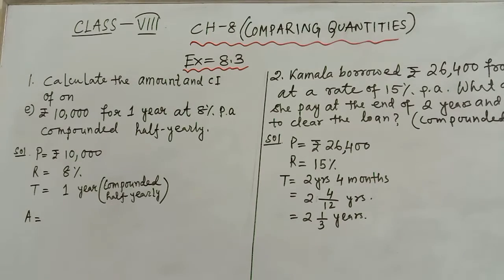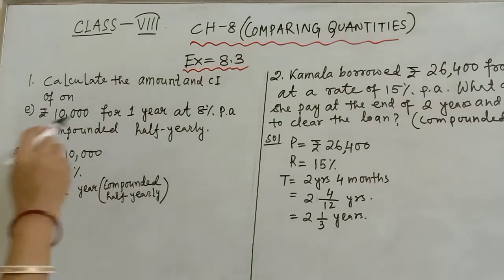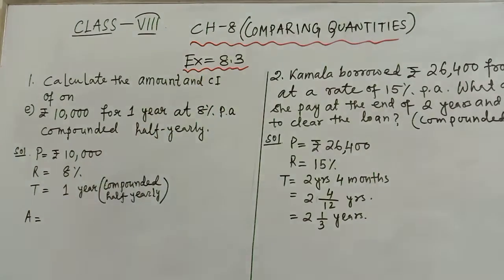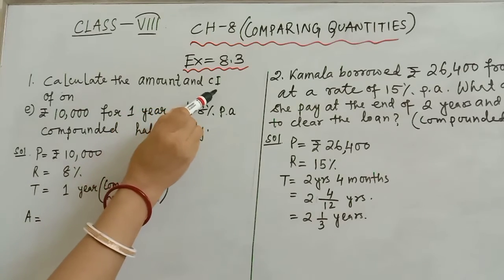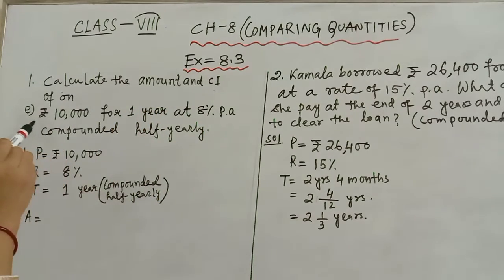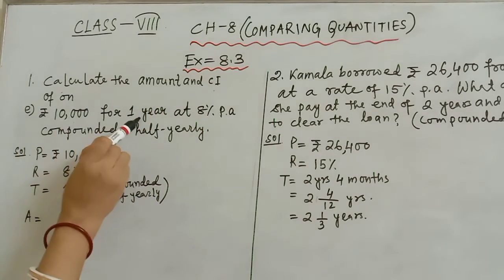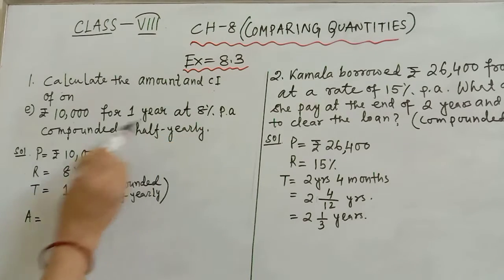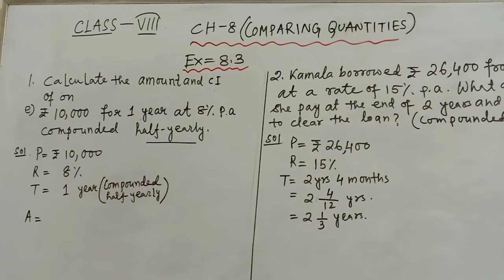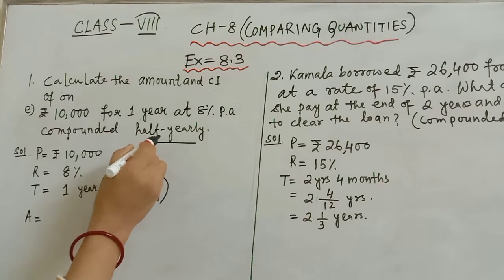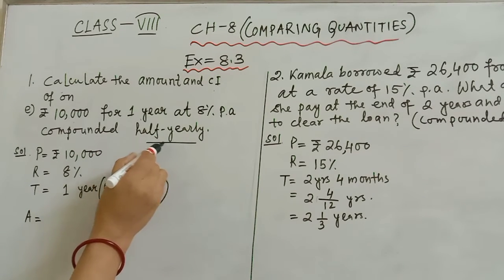Today we will do question number 1E from exercise 8.3, comparing quantities, chapter 8. Calculate the amount and compound interest on rupees 10,000 for 1 year at 8% per annum compounded half yearly. Now you know how to find the interest when it is compounded half yearly.